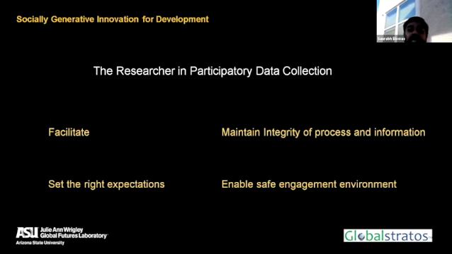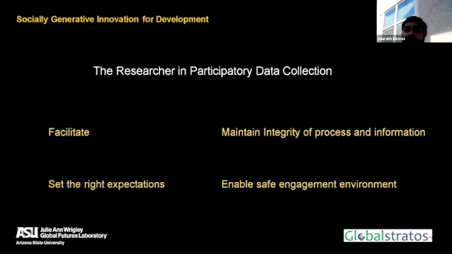It is also about setting the right expectations. You can skew information to make it unrepresentative if you do not set the right expectations. If you say the data being collected is for something that is unrealistic, it changes the responses. So set the right expectation, be transparent in the data collection process. Maintaining integrity of the process and information is critical.